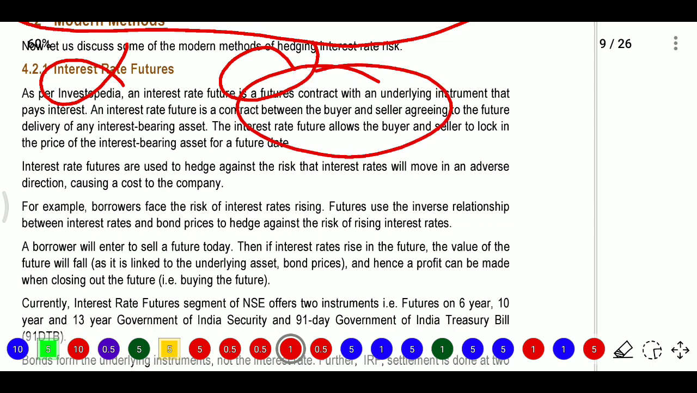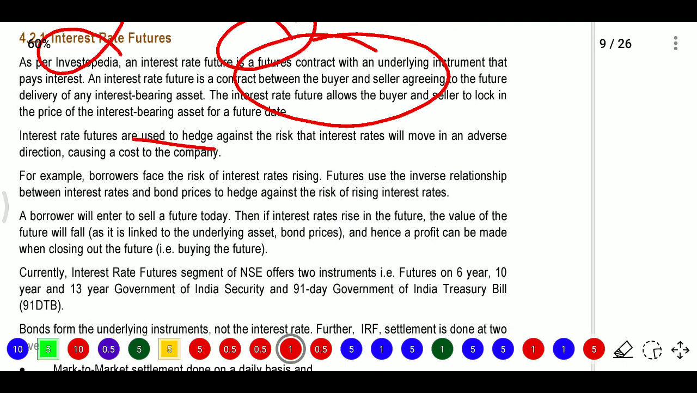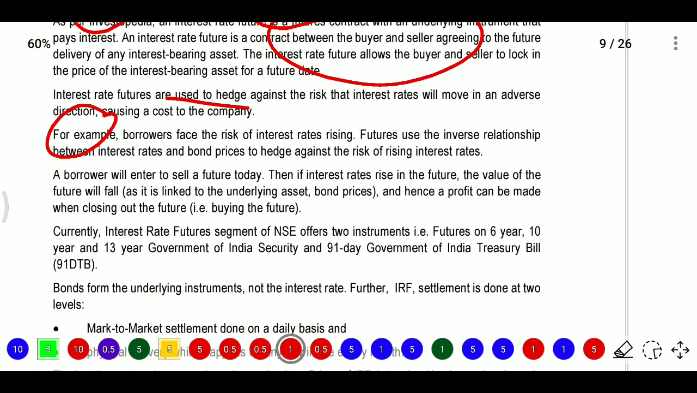The two parties will agree to the future delivery of any interest bearing asset. The interest rate futures allow the buyer and seller to lock in the price of the interest bearing asset for a future date. Now interest rate futures are used to hedge against the risk that interest rates will move in an adverse direction, causing a cost to the company. For example, a borrower faces the risk of interest rates rising.